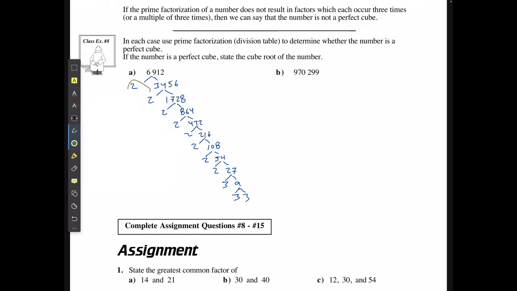I have 1 set of 2s, 2 sets of 2s, 2 2s that do not make a set of 3, and 3 3s. Because I have 2 remaining 2s that don't fit in a set of 3, this is not a perfect cube.